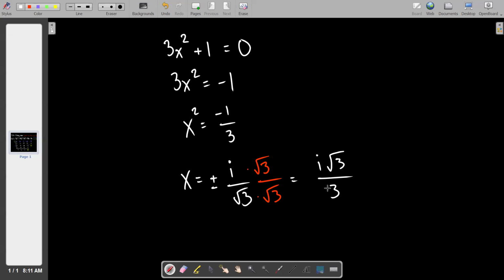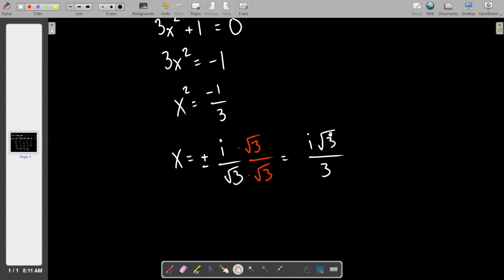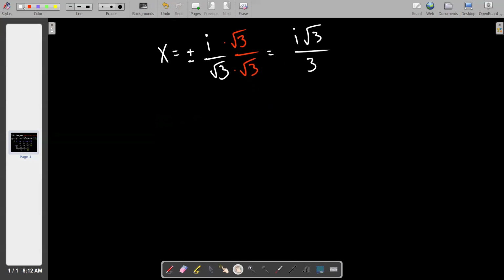So there we go, we rationalized the denominator. At this point, we're going to make a list of our answers. Going all the way back to the beginning, we were given x equals 5/3. We were given x equals 1. And then we just discovered that x can equal the positive or negative of i root 3 over 3. And there's our answers.